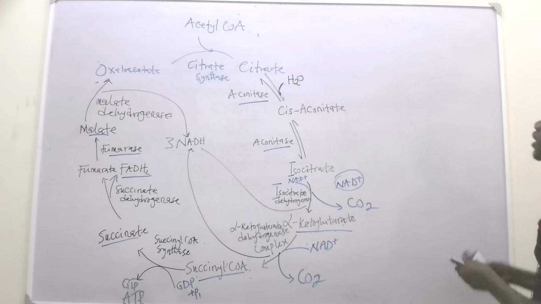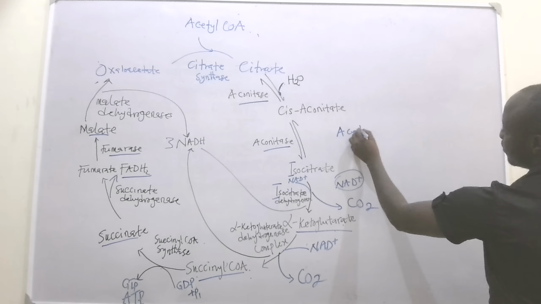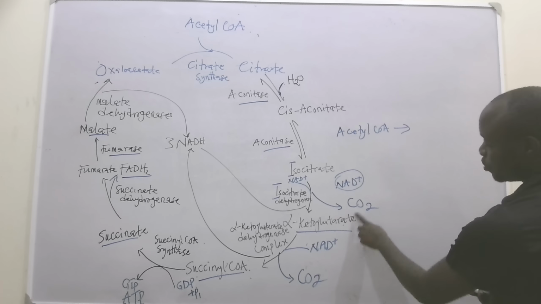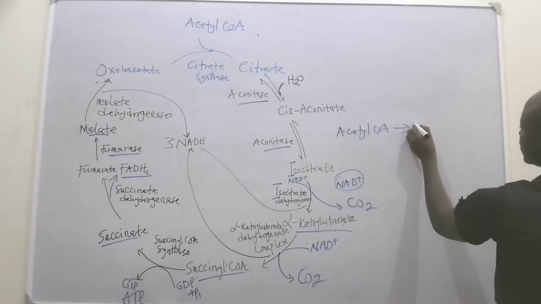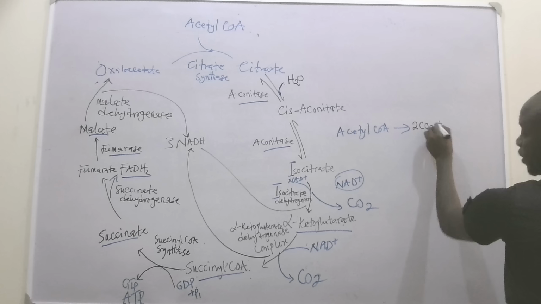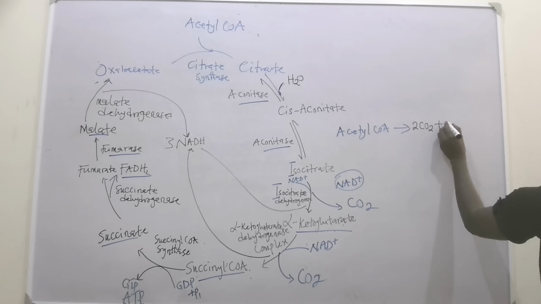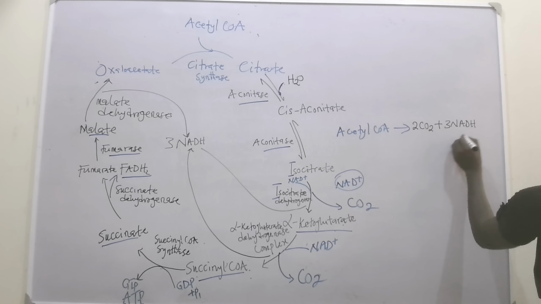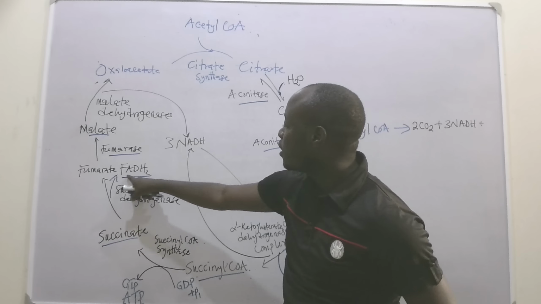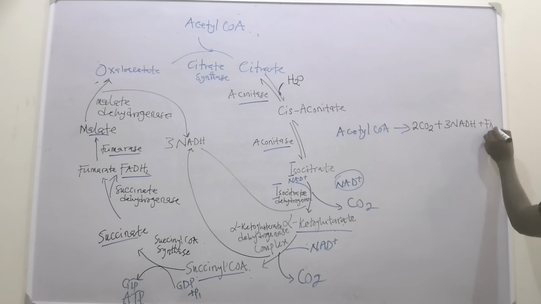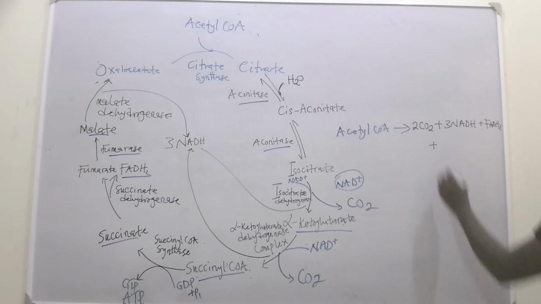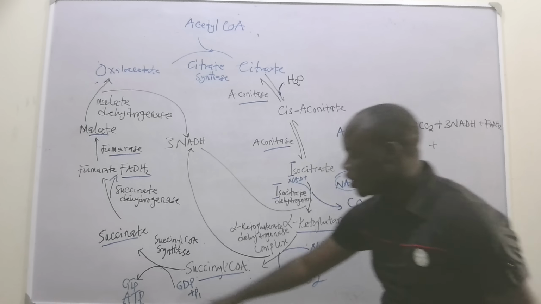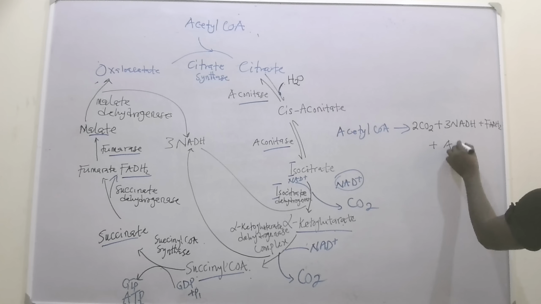So, ladies and gentlemen, we can see clearly that from 1 molecule of acetyl-CoA, we are able to generate 2 molecules of CO2, plus 3 molecules of NADH, plus 1 FADH2, and apart from the FADH2, there is also ATP or GTP, so plus 1 molecule of ATP.